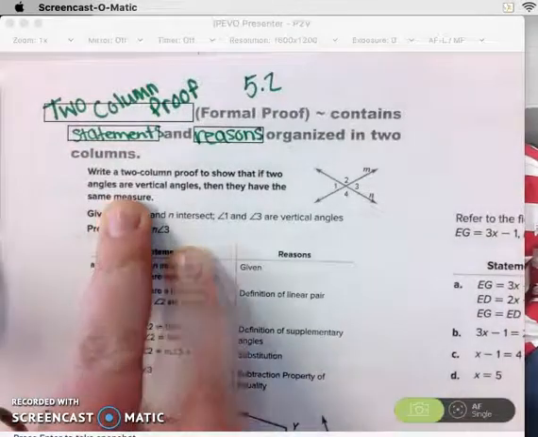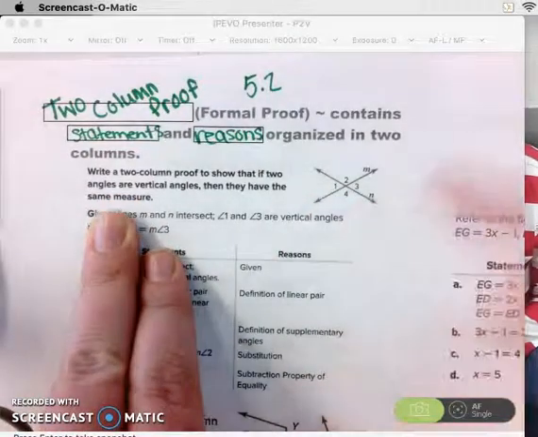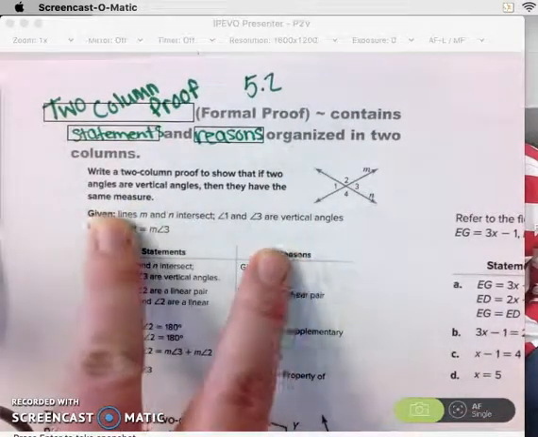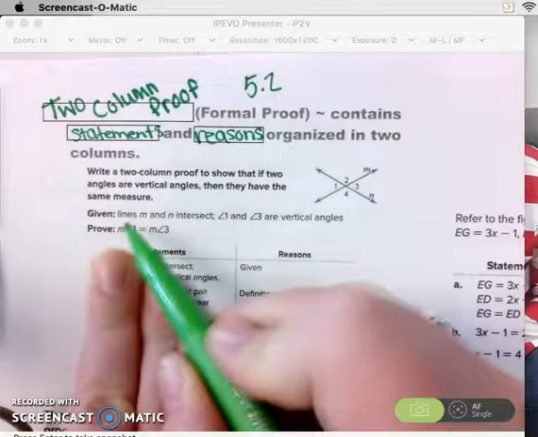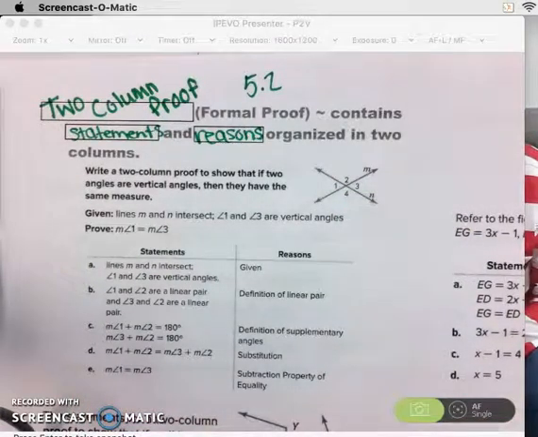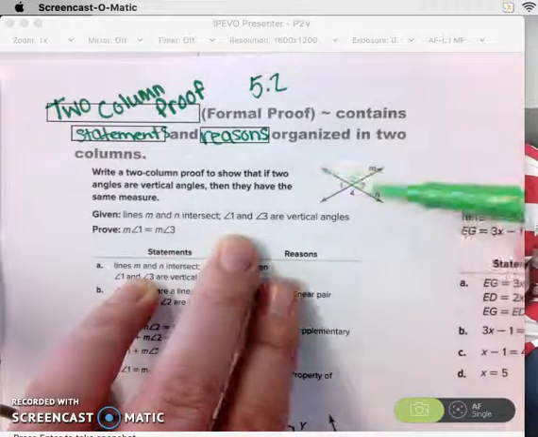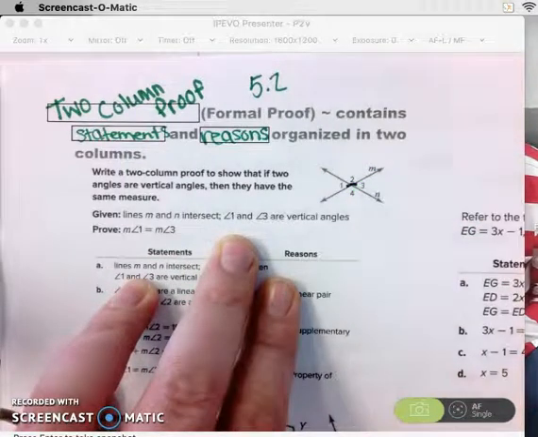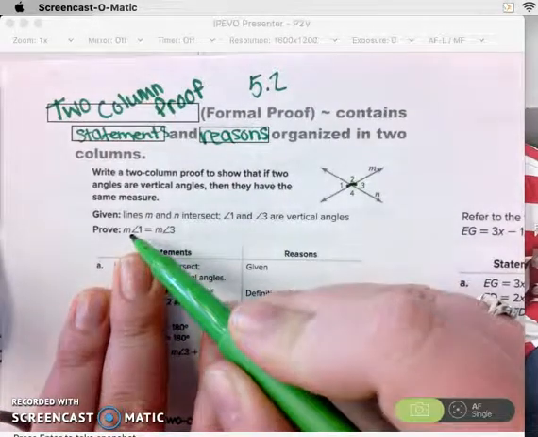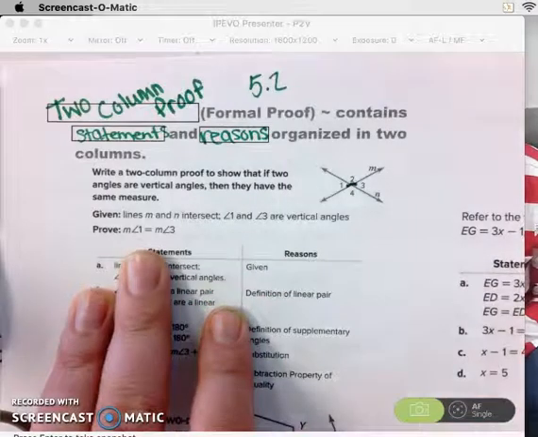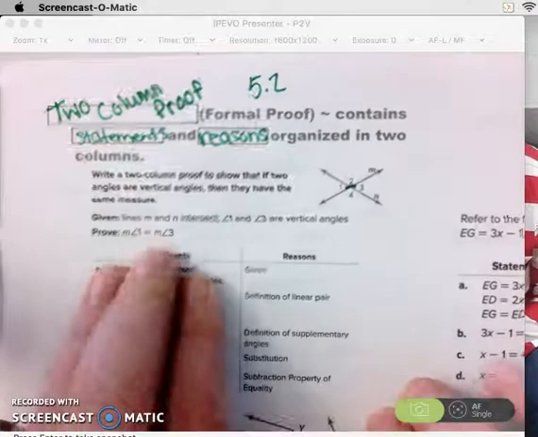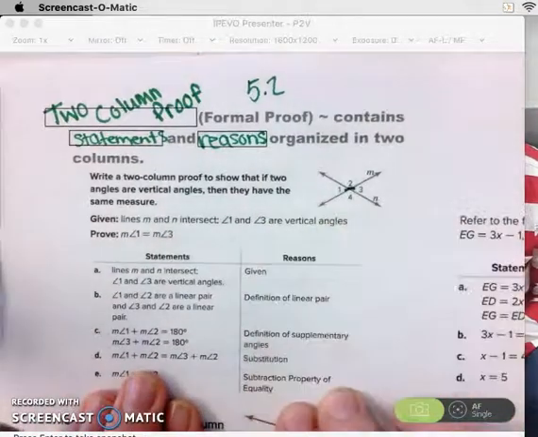So here's one of our examples. We're writing a 2-column proof to show that if 2 angles are vertical angles, then they have the same measure. You are given that lines M and N intersect, and that angles 1 and 3 are vertical angles, so they're across a vertex. You need to prove that the measure of angle 1 is equal to the measure of angle 3. I have 2 columns here, statements on the left and reasons on the right.